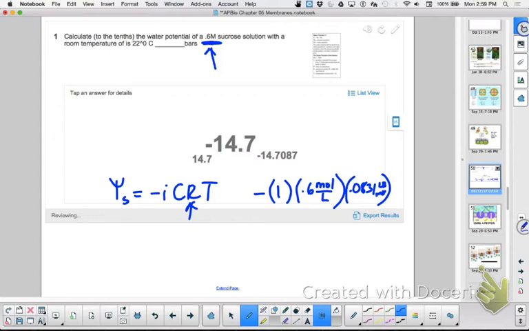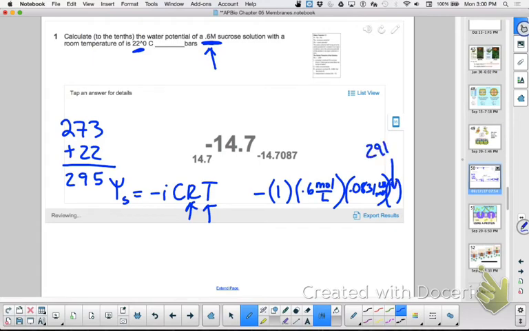And then the last thing is the temperature. Now, am I just putting in 22 degrees? No, because that was 22 degrees Celsius and it needs to be Kelvin. So what do I need to do in order to get to Kelvin? 273 plus 22, is that right? Yeah. So 295. That's the number right there, 295 Kelvin. And then all my units will cross off except what? Bars. So when you multiply all that out, what did you get?